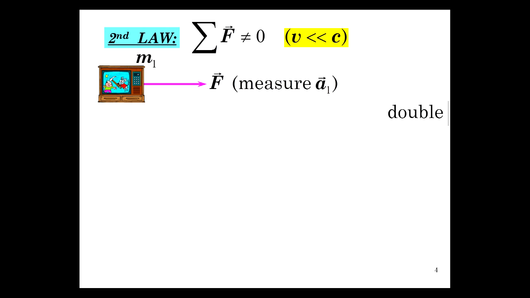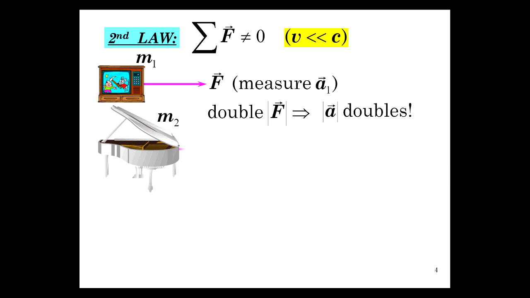Then our next experiment is as follows. We double the magnitude of the force. And what you notice is that, in general, the acceleration doubles. That tells us a lot about the nature of the relationship between force and acceleration. Now let's make a larger mass, m2, or I should say just a different mass, and then actually apply a force, measure the acceleration.